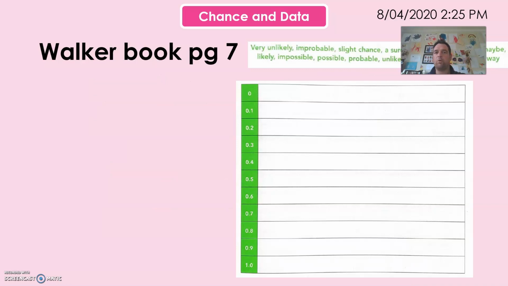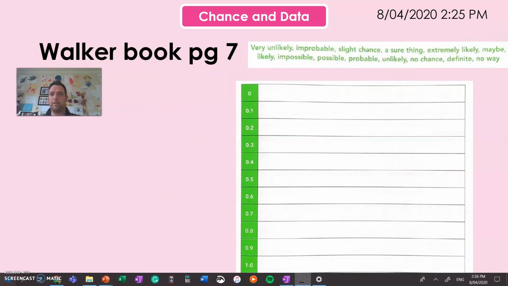So your first task from your Walker book, the exercise, is to take the words that are in the list at the top there, and the ones we just talked about, and put them in the scale where they'll fit. Now, there will be some situations where more than one word can fit. One word can fit in more than one slot. But what you have to do is think about words like slight chance. How does that compare to things that are very unlikely? Is very unlikely less of a chance than slight chance? Or is improbable less than very unlikely? And those sorts of things.